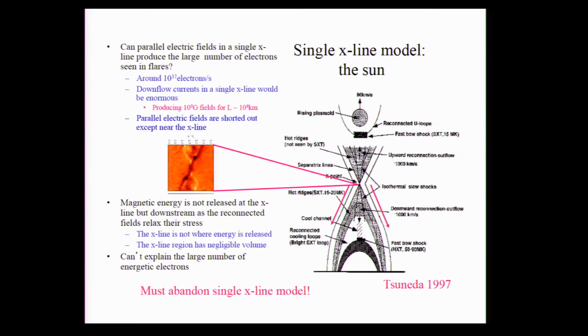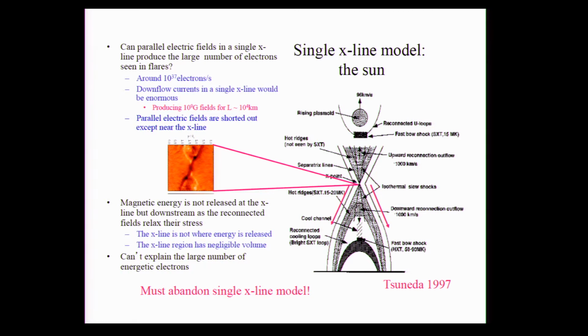Okay. And this causes problems because if you look, for example, at reconnection in the sun, in the flare problem, you've got this system which is 10 to the fourth to 10 to the fifth kilometers in scale.